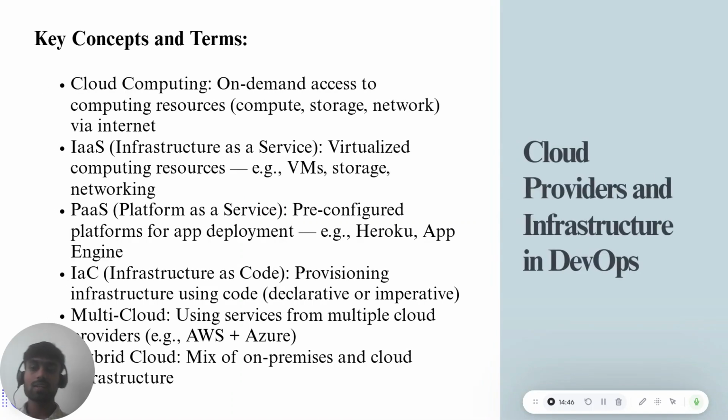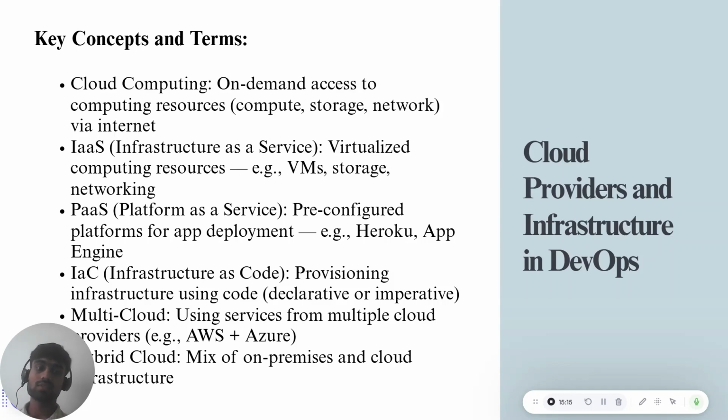Then the last category in DevOps is cloud providers and infrastructure in DevOps. So there are some key concepts and terms in cloud providers, like which services cloud providers provide. Then the first service is cloud computing. Like we have on-demand access to computing resources. We can compute, we can store the data, we can have networking via the internet. So these are our computing resources.